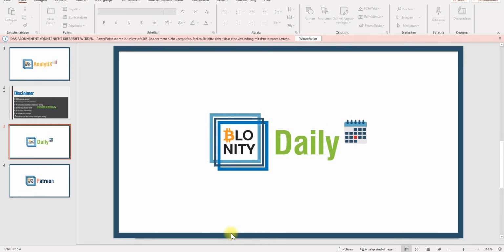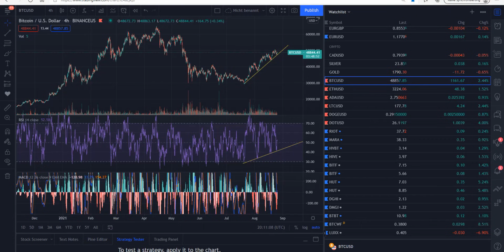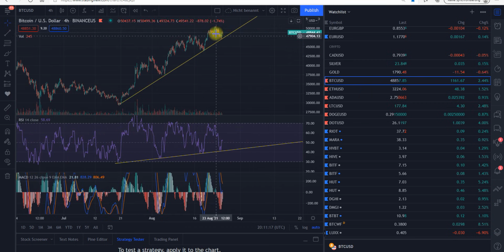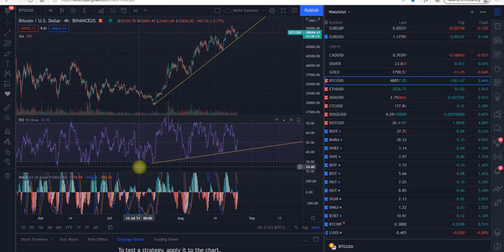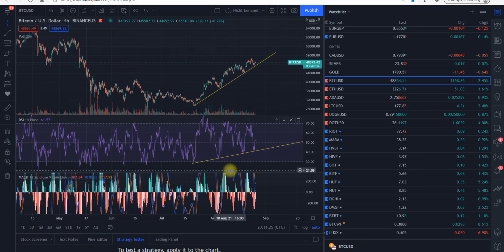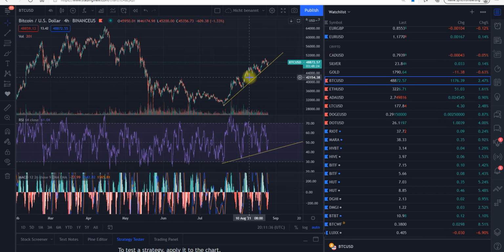Okay, so let's jump right into it. Not a lot happened today. Bitcoin is at 48,800. We got a little bounce here on this support line. Also on the 4-hour RSI, we have seen this bounce. So the support is holding right now. What we need now is a higher high above 50,000 to continue this uptrend.